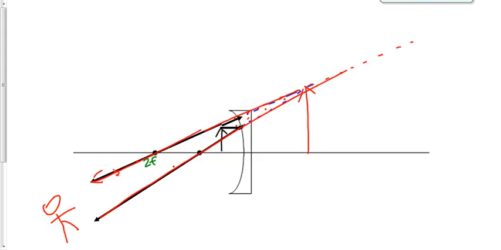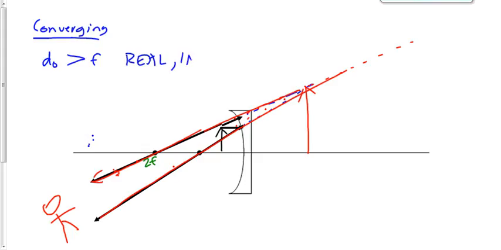Now, let's draw a little comparison between converging lenses and converging mirrors. If you remember, with converging lenses and mirrors, either one, if the object distance is greater than the focal length, then we always ended up with a real image. Right, that last diagram we drew, our object is way back here. We ended up with a real image. That image is always going to be inverted.